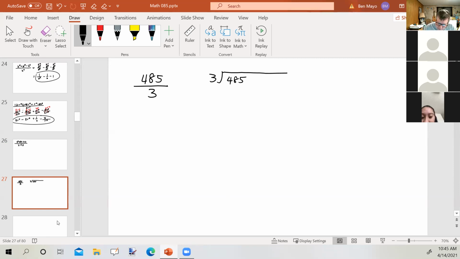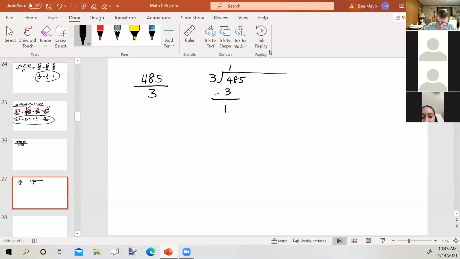And then we say what? 3 goes into 4 one time. 3 times 1 is 3. What do we do now? Anybody? We subtract. Before you subtract, what do we do? Oh, we multiply. You draw a line. And then you subtract.